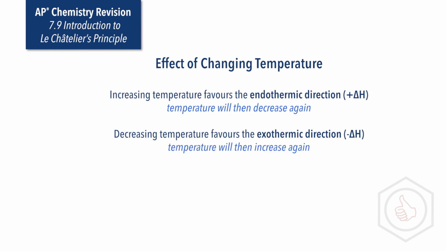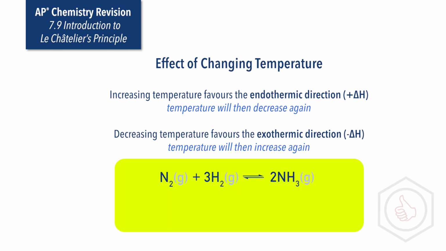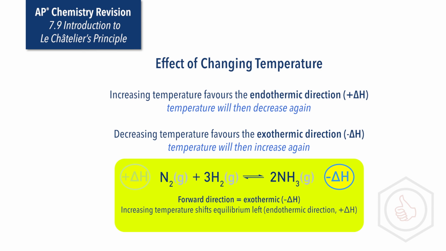For example, in the Haber process, the forward direction, so nitrogen plus hydrogen to ammonia, is exothermic. So, if the temperature of the system is increased, equilibrium will shift to the left, favouring the endothermic direction, which would be the reverse direction. So, the concentration of ammonia in the mixture will go down, but the concentrations of nitrogen and hydrogen will increase slightly until a new equilibrium is established.